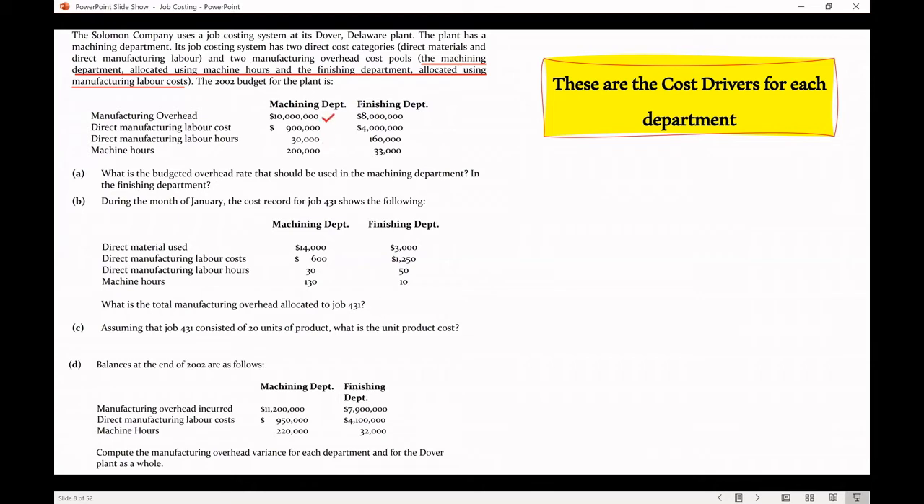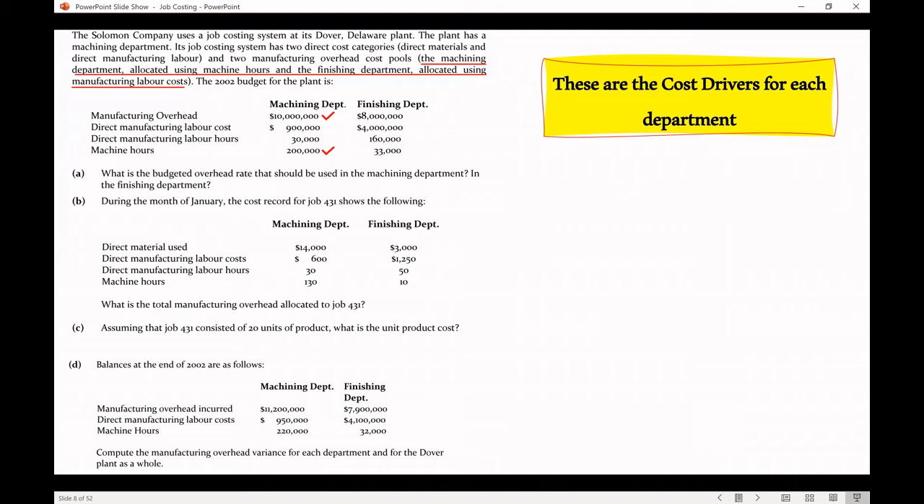So let's look at what this looks like for the machining department. Overheads for the machining department is 10 million, and its cost driver is 200,000. So 10 million divided by 200,000 gives us what? $10 million divided by 200,000 machine hours, let me correct myself, gives us what? Do the math. That should give you $50 per machine hour, right? So that's the OAR for the machining department. And we need to do the same for the finishing department.